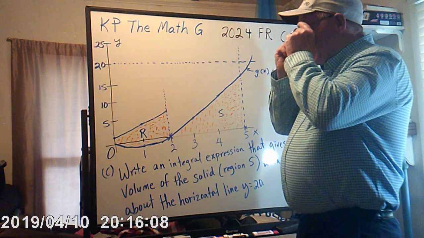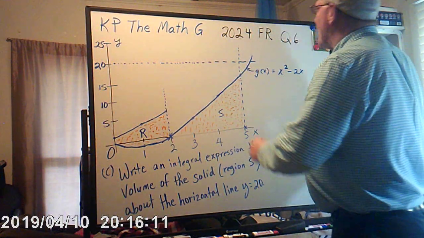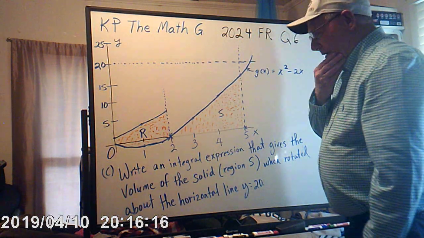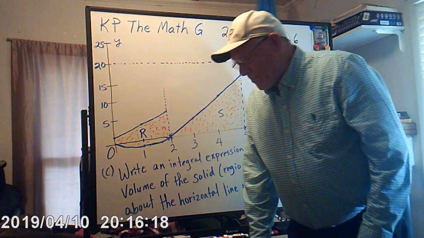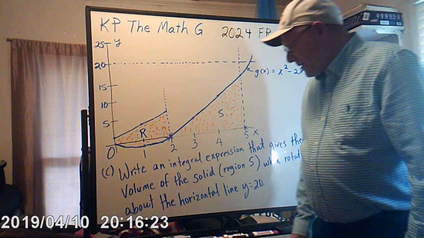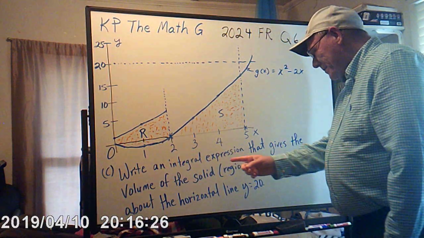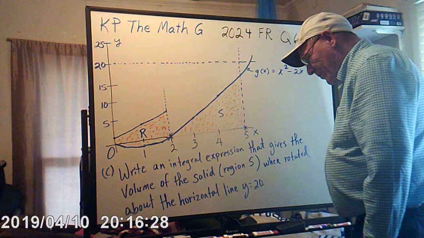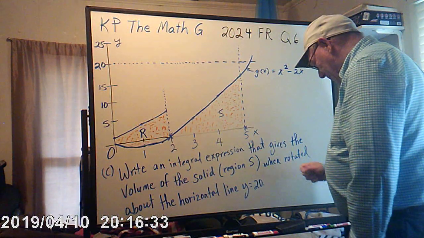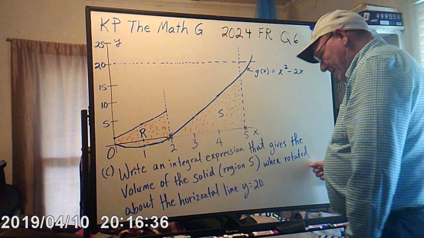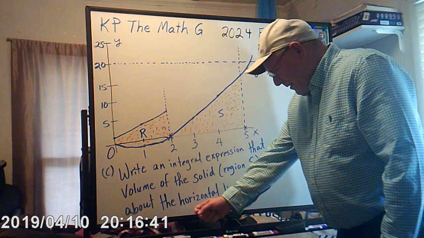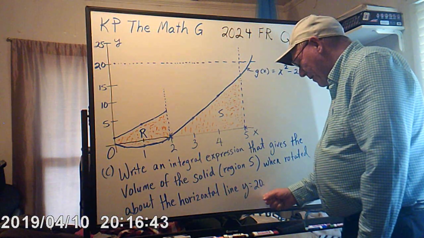All right, let's talk about this. This is the 2024 free response question number 6. And we've already done parts A and B. Now we're going to do part C in this lesson. Part C says write an integral expression that gives the volume of the solid, that's region S, when rotated or revolved about the horizontal line y equals 20.